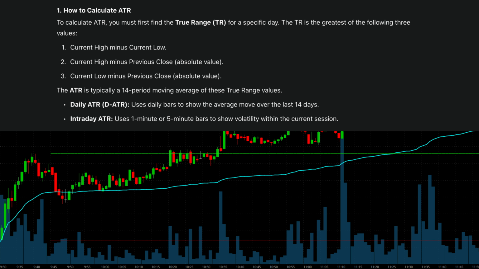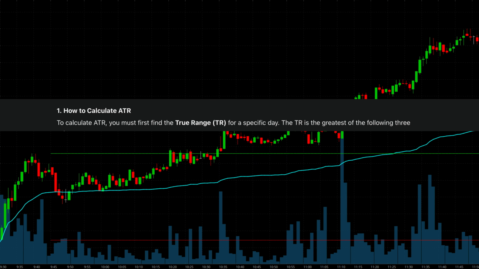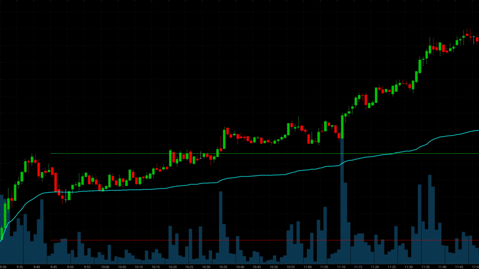Daily ATR, DATR, uses daily bars to show the average move over the last 14 days. Intraday ATR uses 1-minute or 5-minute bars to show volatility within the current session. 2. Calculating daily ATR to opening range, OR. For an opening range breakout, ORB strategy, you want to know how much of the stock's daily fuel has been used up during that first 30 or 45 minutes of trading.